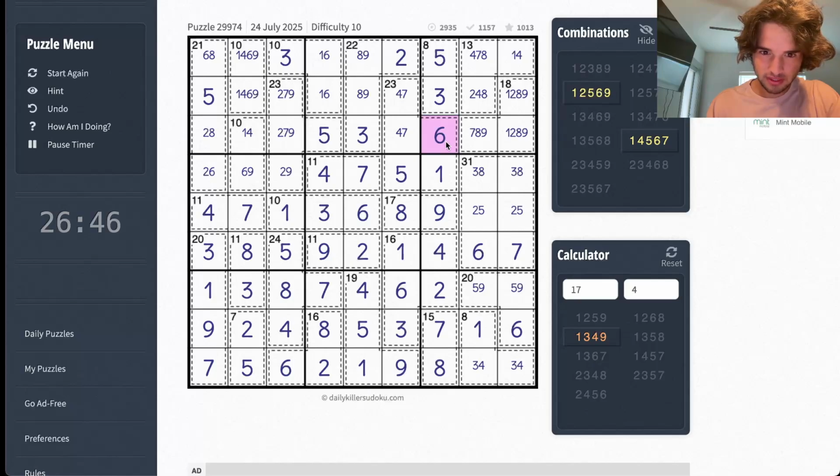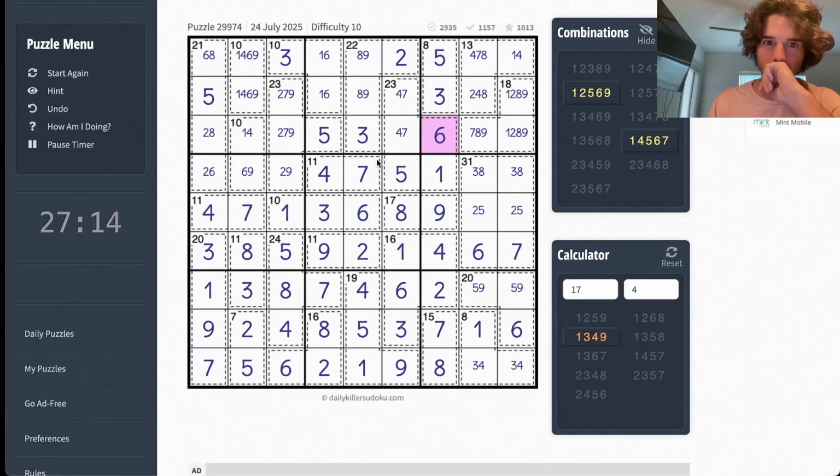3, 5, 6. 1, 2, 4, 7, 8, 9. 3, 5 is gone from there. 3, 2, 5. 5, 8, 9, 4, 7. There is definitely an easier way to do this. But I'm being very stubborn. 8 has to go there. 1, 4, 6, 8, 9.